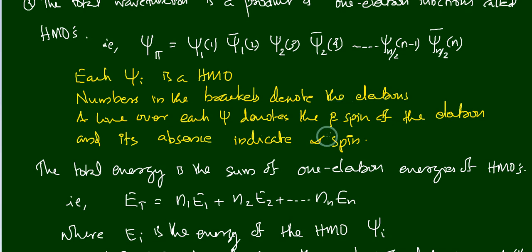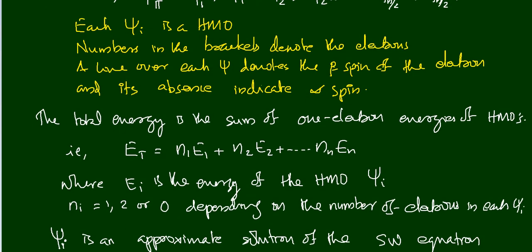Now the total energy is the sum of the electron energies of the Hückel molecular orbitals. That means if E1 is the energy corresponding to the Hückel molecular orbital psi 1, E2 is the energy corresponding to psi 2, and En is the energy corresponding to the HMO psi n, then the total energy is equal to N1 E1 plus N2 E2 plus ... Nn En, where N1 is the number of electrons in psi 1, N2 is the number of electrons in psi 2, Nn is the number of electrons in psi n, etc. So Ei is the energy of the HMO psi i.